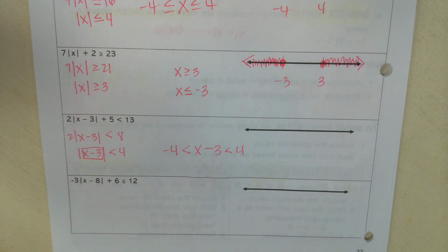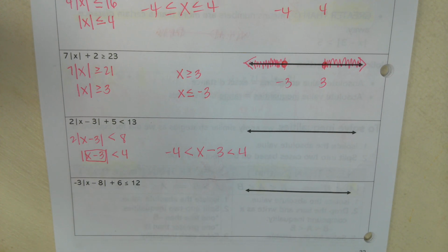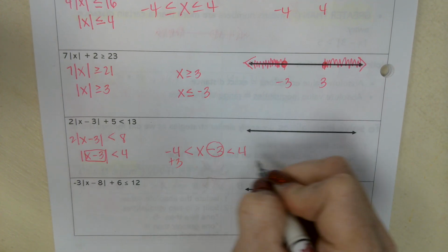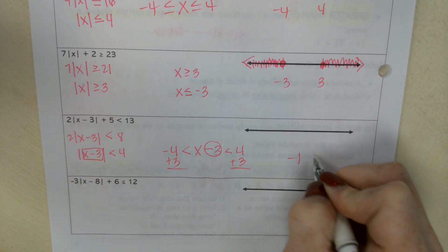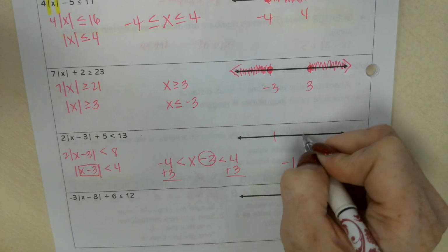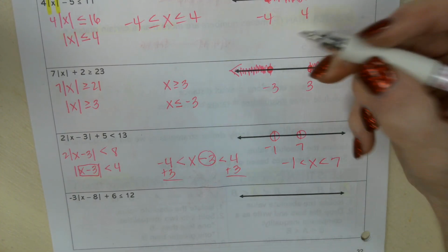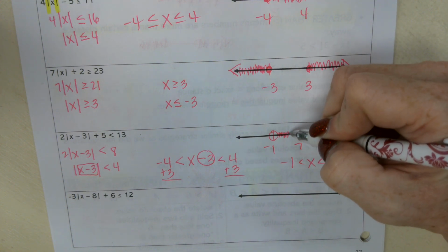Did you divide? I did. I divided by 2. And then I need to get rid of that -3. So I'm going to add 3 to both sides. That's going to give me -1 less than x less than 7. They both get open circles, and where are they shaded? Whoop. In the middle.